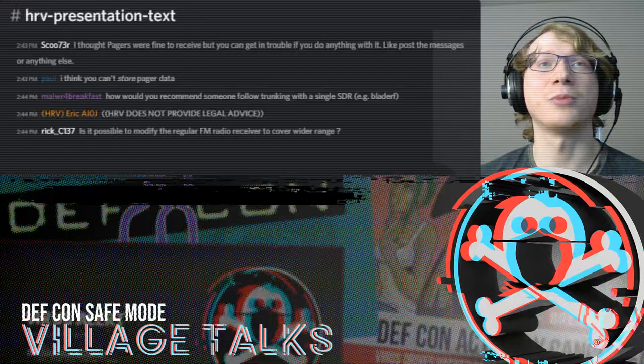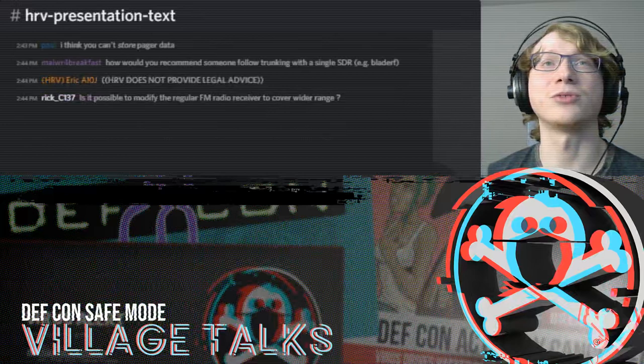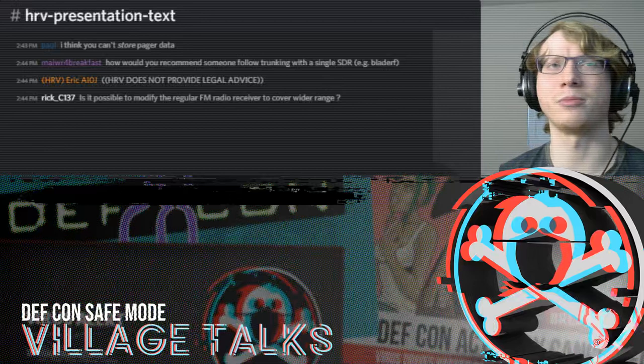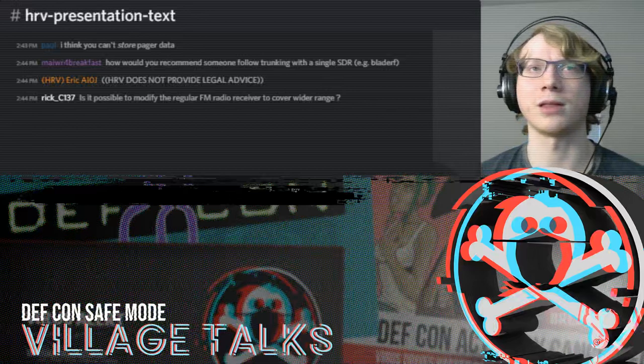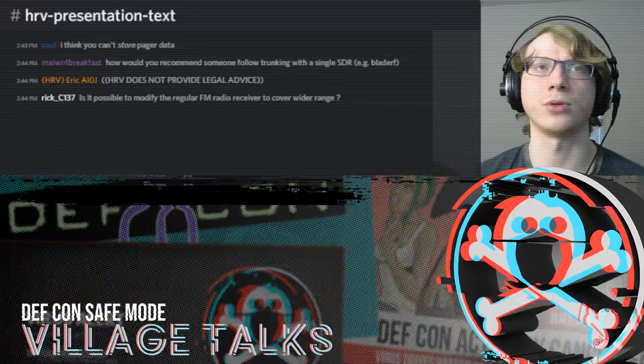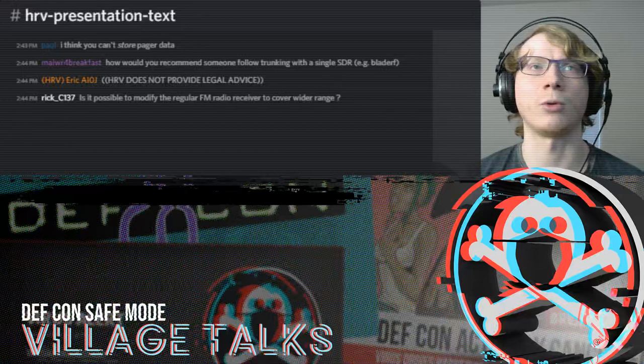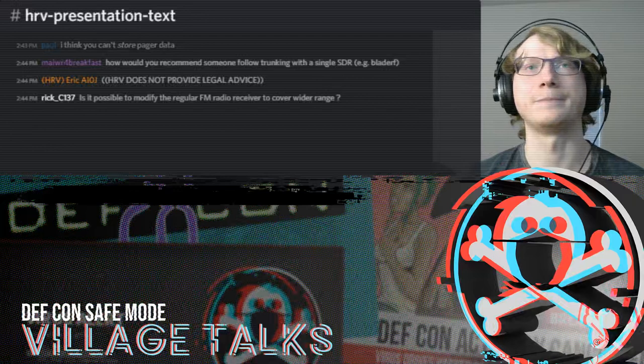Is it possible to modify a regular FM radio receiver to cover a wider range? I have no idea. That might be possible, but probably not much further than, like, the air band or slightly below, because those radio receivers are generally pretty specified to just the normal 80 to 105 megahertz area.